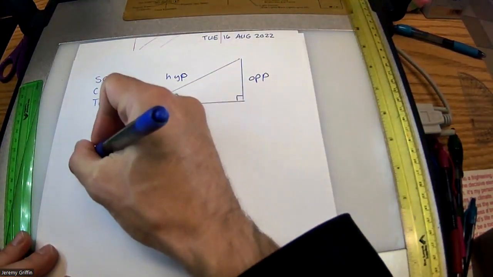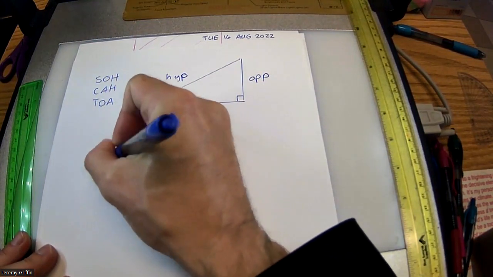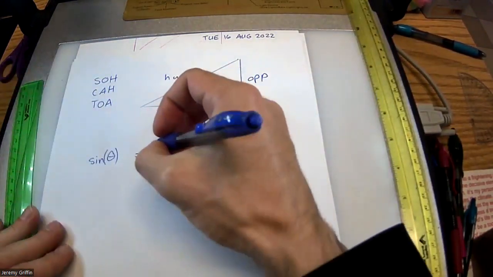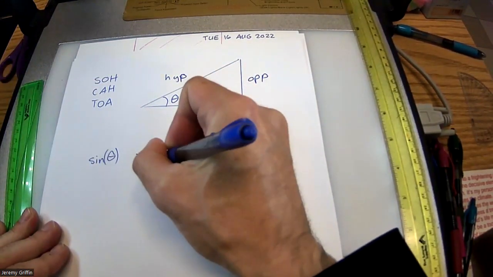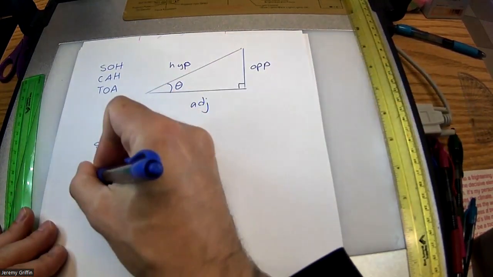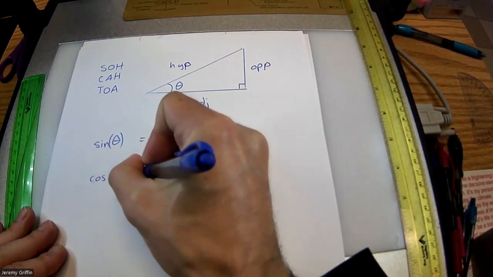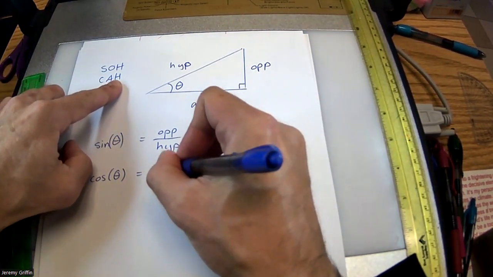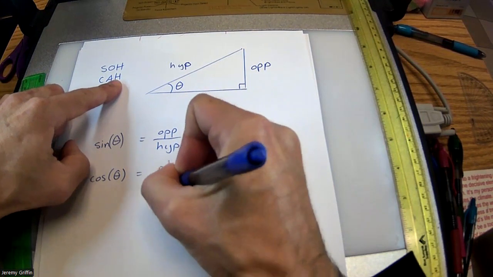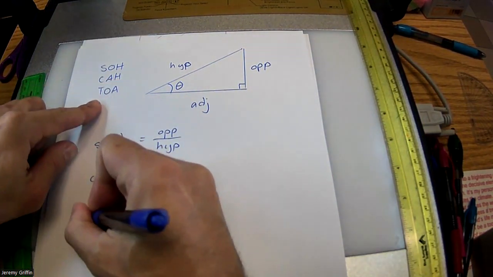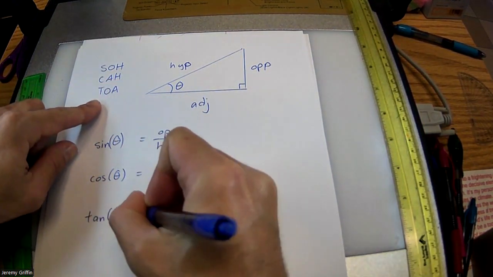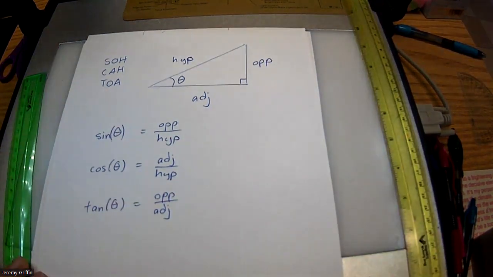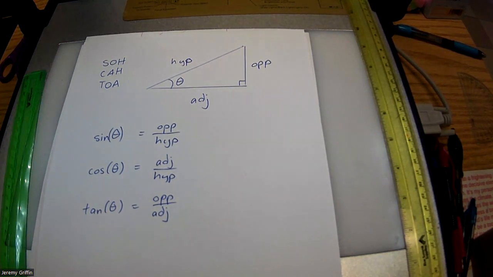So sine of that angle, it's like a function, is defined as opposite divided by hypotenuse. Cosine of the angle is defined as adjacent divided by hypotenuse, right? It's this ratio, adjacent divided by hypotenuse. And the tangent of the angle is defined as opposite over adjacent. You guys good? Okay.